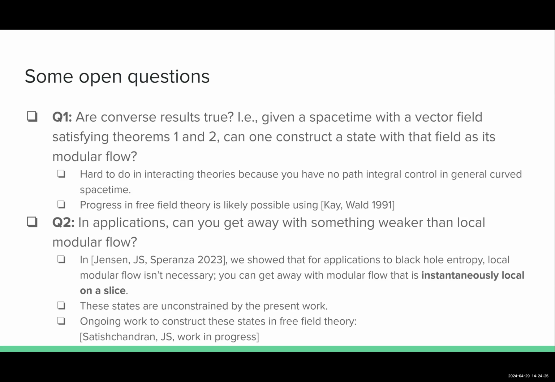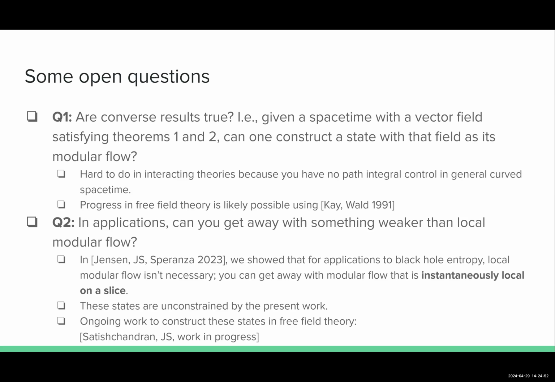Okay, so the second question, which I think is the more interesting one, is that I showed you that this local modular flow is very constrained, but in applications, could you get away with something weaker? Now, in this paper, which was about entropy in black holes, the details aren't important for this talk, we showed that for the applications we were considering, we didn't actually need local modular flow. We needed a state whose modular flow was instantaneously local on some slice.